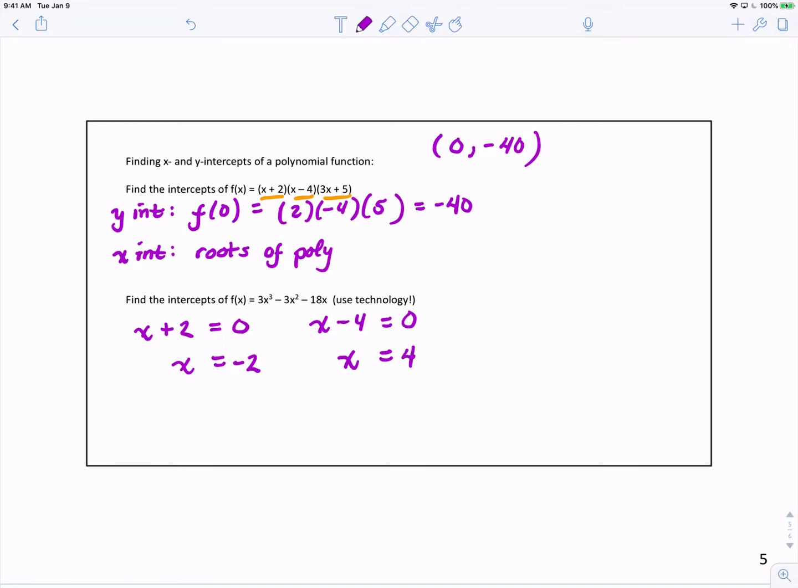And this one has 3 factors, so we would take the third factor and find out when it was equal to 0. And by solving that equation, you could find out that the third root happened at x is equal to negative 5/3. So y-intercept, really easy, just find f of 0. For x-intercepts, you need to find the roots of the polynomial, which is easy if the polynomial is in factored form.